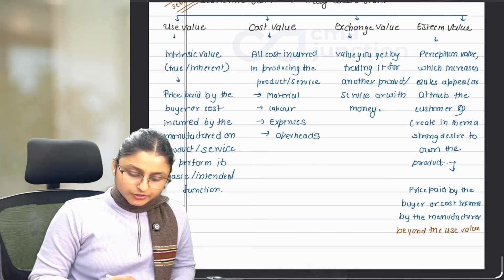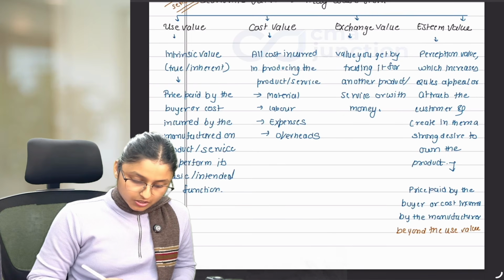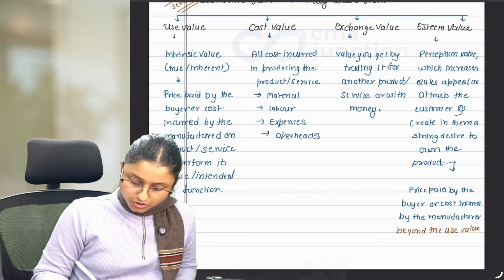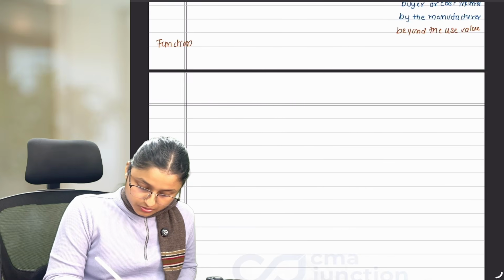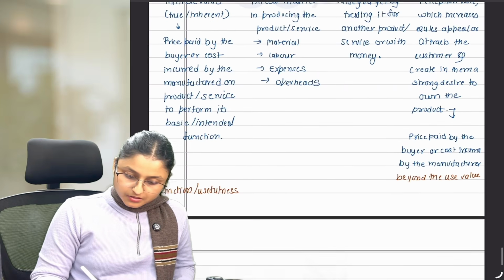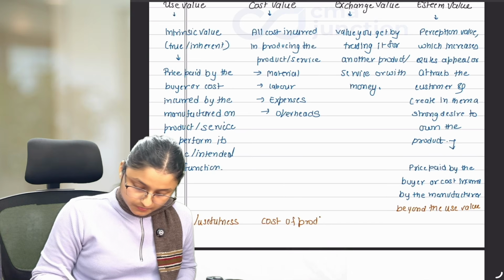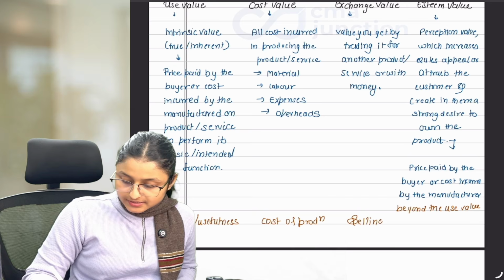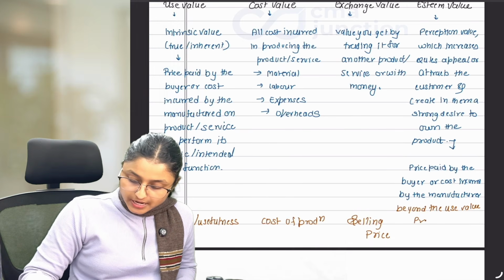Done. In short, if I have to write one word for each, what should it be? For intrinsic or use value, we can say it focuses mainly on the function or usefulness. Cost value focuses on the cost of producing the product, that is, the cost of production. Exchange value focuses on the price at which I can sell this particular product, that is, the selling price. And esteem value is about prestige and status.